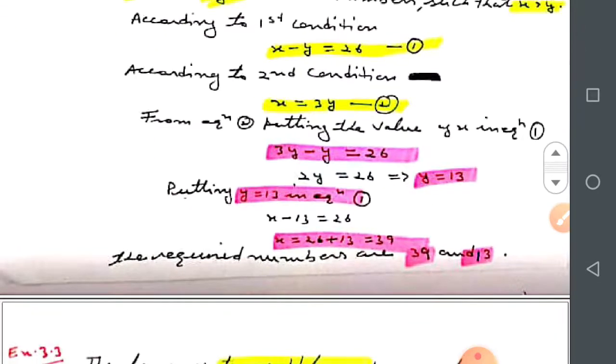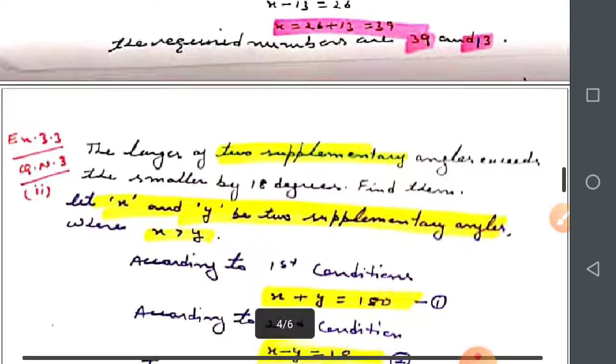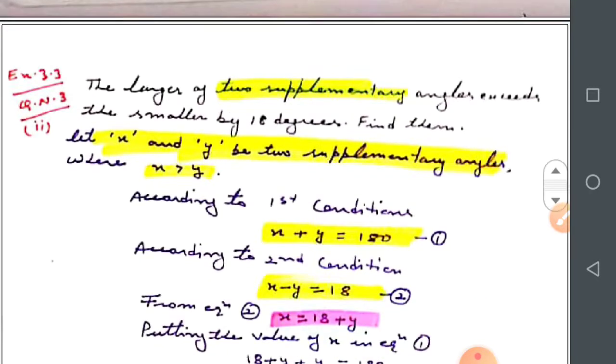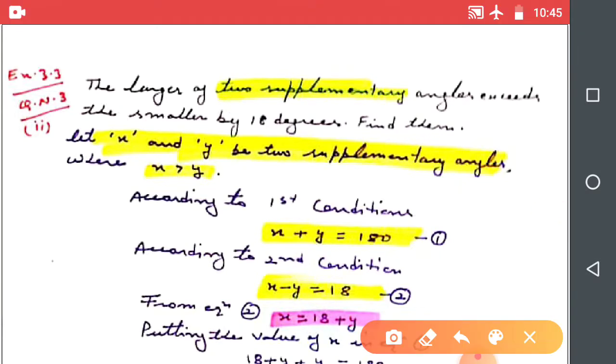Yes, so the required numbers are 39 and 13. Now come to the second part here, and the second part is: the largest of two supplementary angles exceeds the smaller by 18 degrees. Find them. The given two angles are supplementary angles.